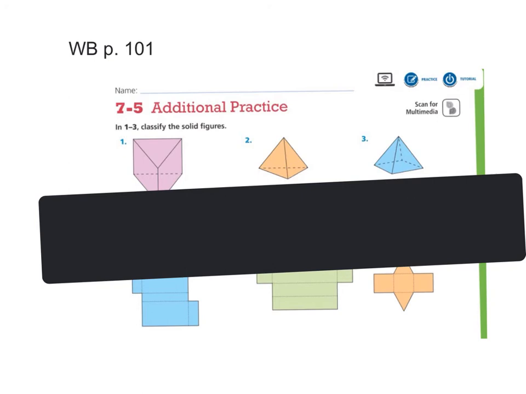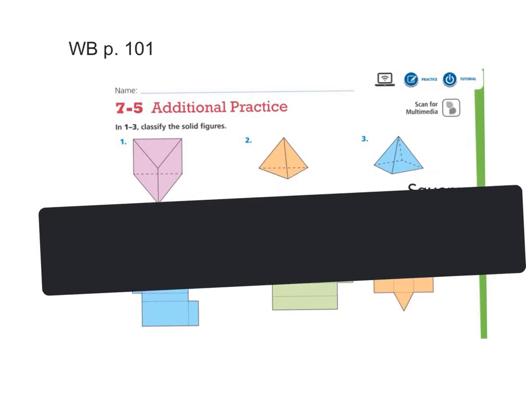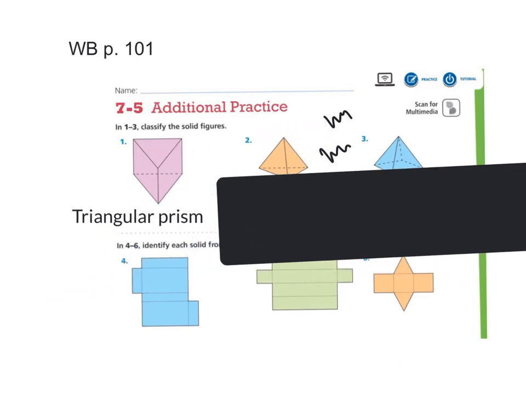We look at some problems here in your workbook, page 101. Number 1, they're wanting us to classify these figures. So number 1, we can see this does not just come to a point. We've got 2 parallel bases, and the shape of those are triangles, which would make this a triangular prism.